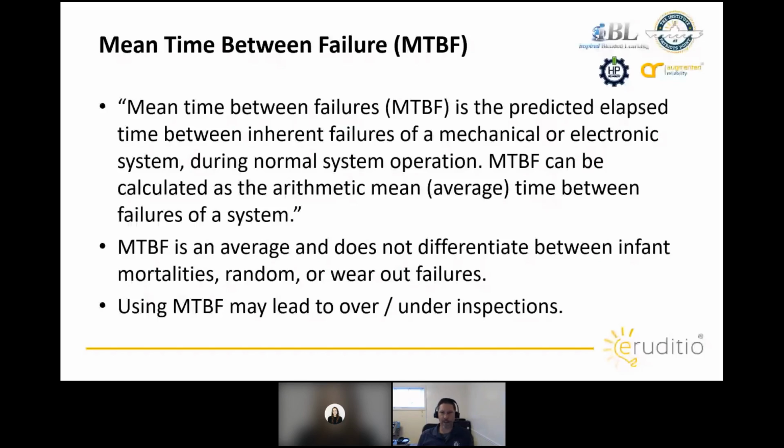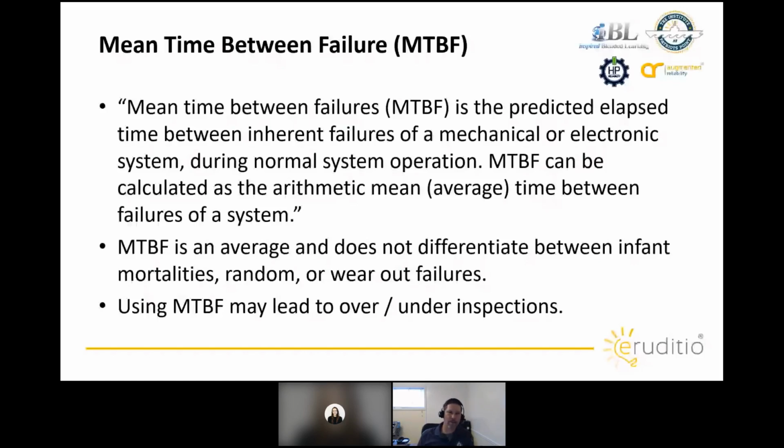One of the challenges with this, if we're using just MTBF on a component to establish our inspection rates, is it doesn't differentiate between infant mortalities, random failures, or wear-out failures. So if we have a wide mix where we have some things that are actually wearing out with life, we have some early life failures and so on, it's going to skew it, and we might not be detecting all the different things we need to be. So MTBF is an average, but it's generally for all failure modes of a component, where the PF interval is specific to the failure modes.